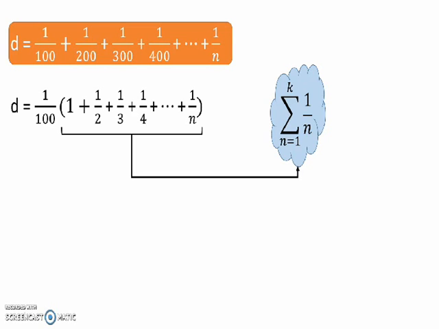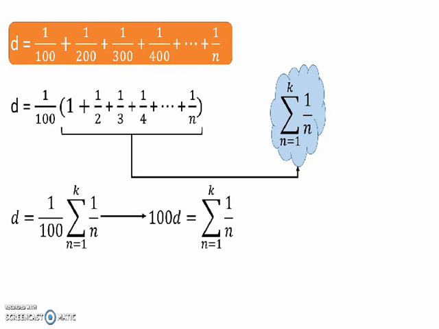So it will start when n equals 1, 1, when n equals 2, 1 over 2, when n equals 3, 1 over 3, and will continue forever. So this will be the same as this. We are just substituting our parentheses by the harmonic series. And then we can pass the 1 over 100 multiplying, so it will be that 100d will be equal to our harmonic series.